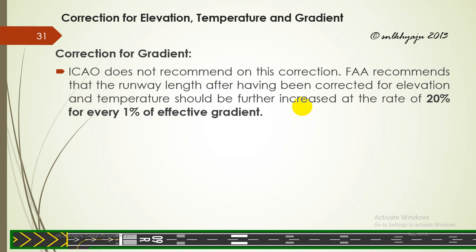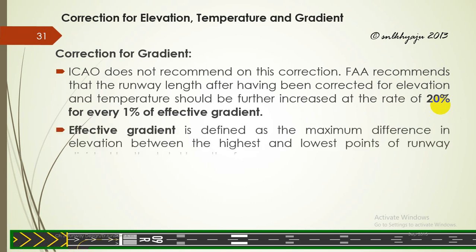Since the basic standard condition for the gradient is 0% gradient, and in practice a 0% gradient runway cannot be designed or planned, that's why we have to make a correction for the gradient, and the correction is at the rate of 20% for every 1% of effective gradient. Effective gradient is defined as the maximum difference in elevations between the highest and lowest point of the runway divided by the total length of the runway.